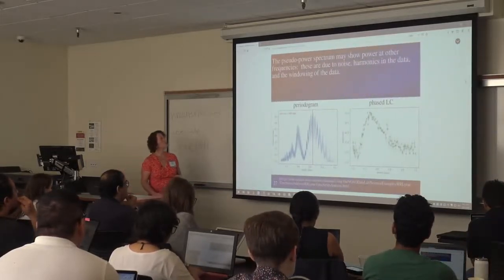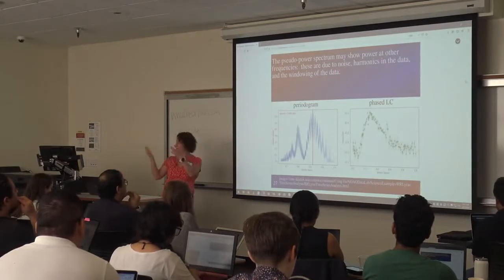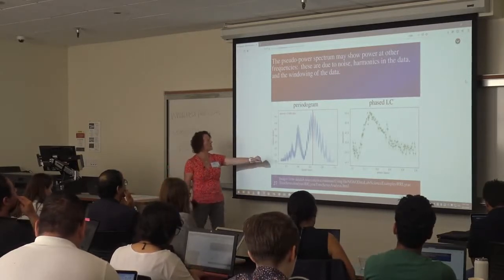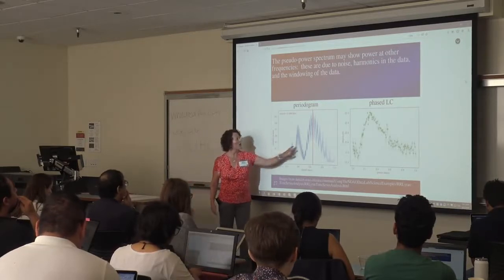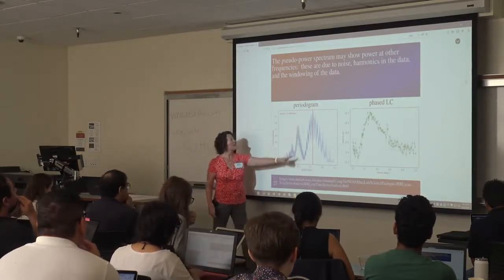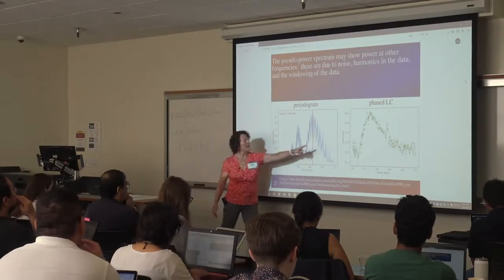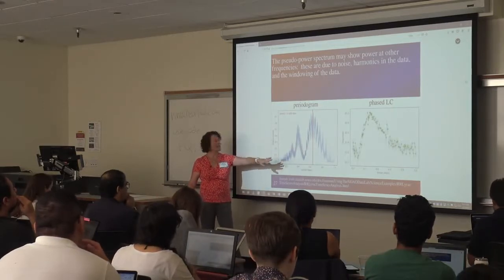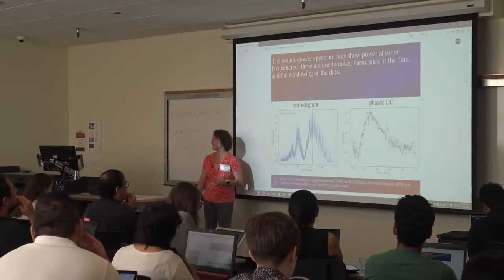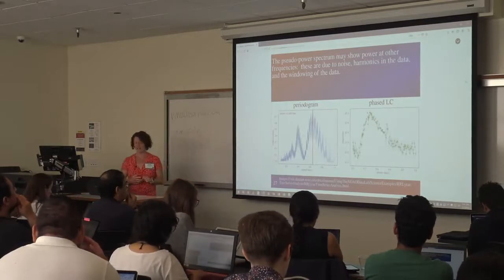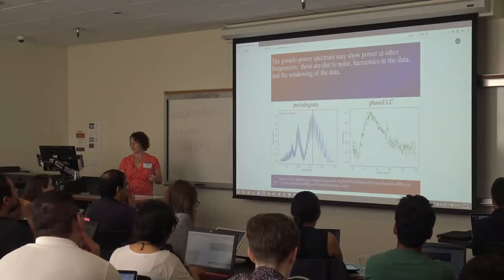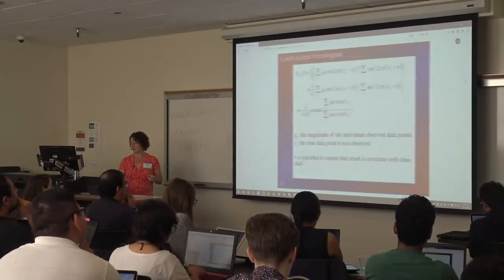And so the pseudo power spectrum may show power at other frequencies, as we were just saying, due to noise, harmonics in the data, and windowing of the data. This is showing a periodogram, and the red line shows the highest power, and that's the one it's phased to. But you can see there's power at other frequencies, again due to noise or aliases, or maybe the day-night cycle. And I think I have one more slide, and then we're going to get started.